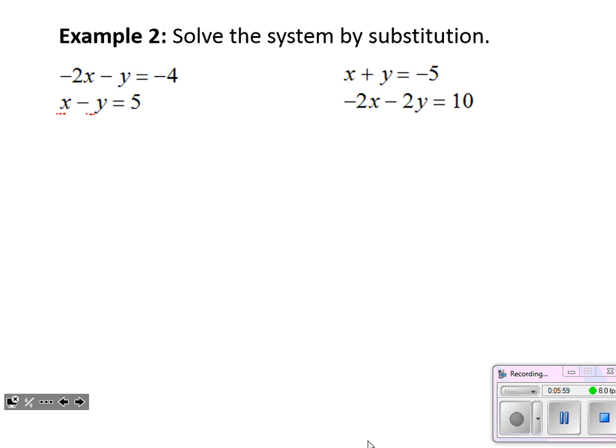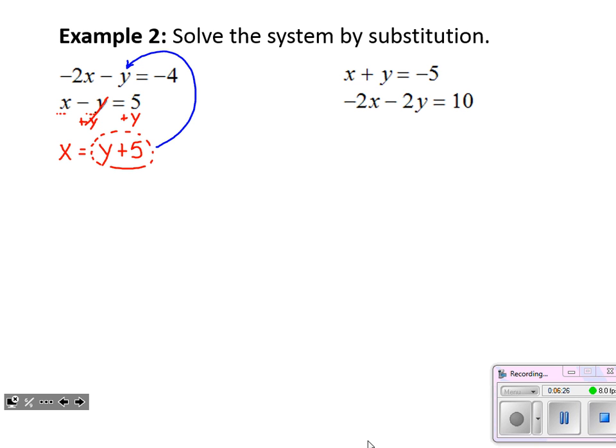So to solve by substitution, I want to isolate one of the variables. So in this case, I'll add y to both sides. Then I find out that x is equal to y plus 5. And I'm going to hang on to that. That's going to be my substitution I'm going to make later. I'm just going to substitute that in to the other equation. That way I involve both of these linear equations in my solving process.